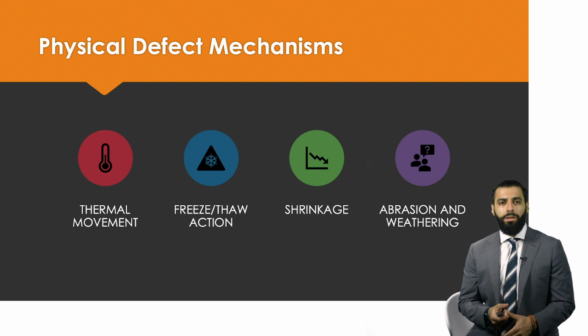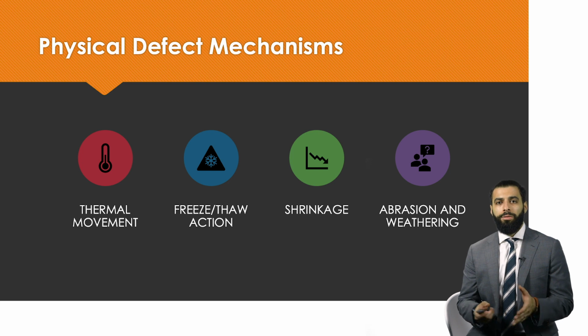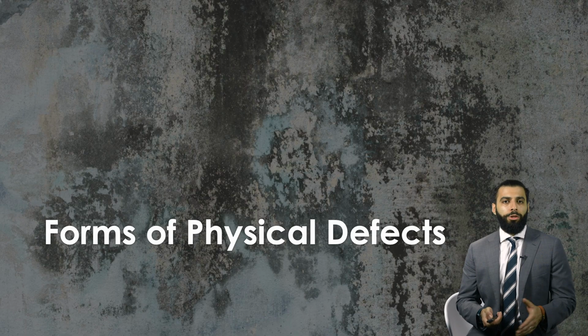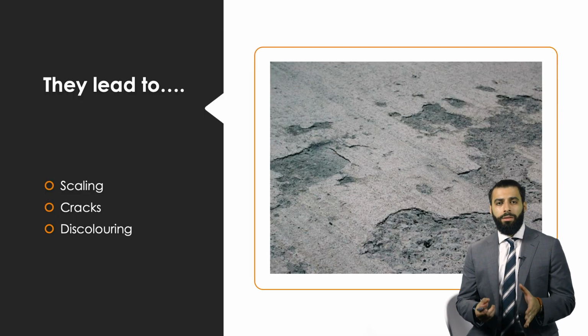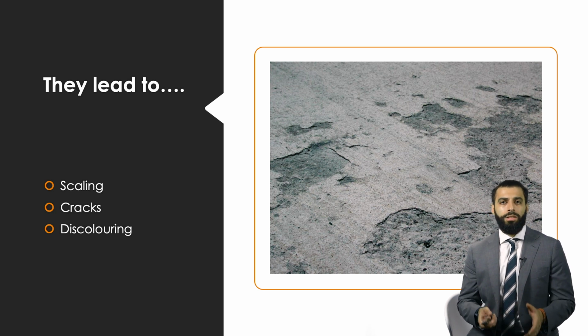So number one, you get your thermal movements that can create defects. Usually if you're in cold climates, then you have the issue of the freezing and thawing actions or cycles that take place. There's also the issue of shrinkage, and finally you have abrasion and weathering. In terms of the forms of these physical defects, you can visually see that on a concrete member in terms of scaling that takes place, cracks or discoloring of the concrete member.